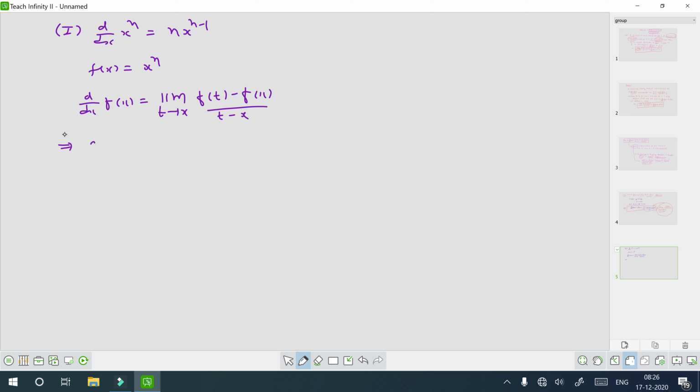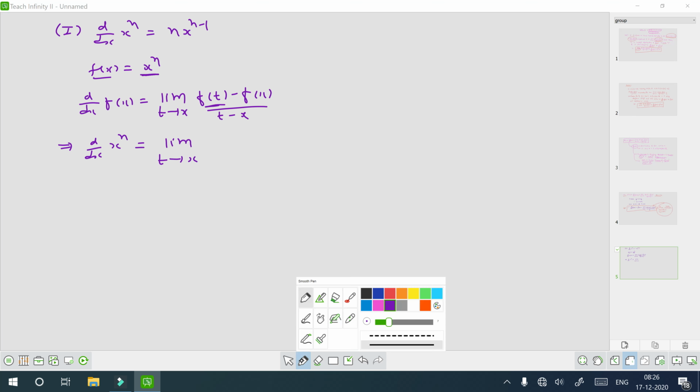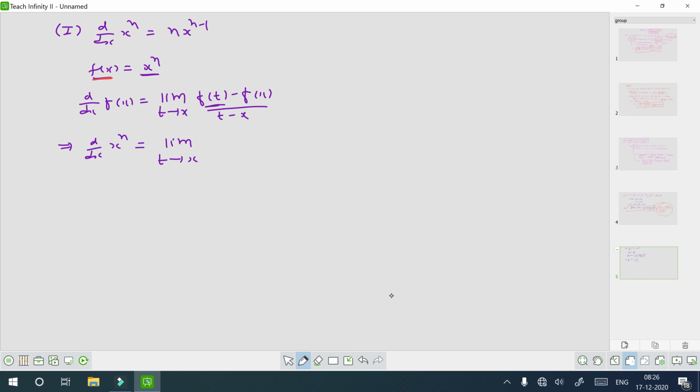This implies d by dx of f(x) is what? x raised to n. Limit t tends to x. f(x) is equal to x raised to n, then what is f of t? f(x) is equal to x raised to n. Here x, so here x. Here t, so here t. So it is t raised to n minus x raised to n over t minus x. We already seen in limit.